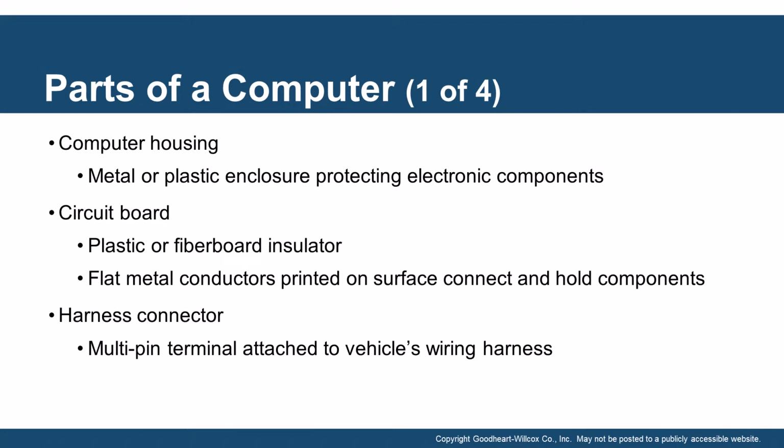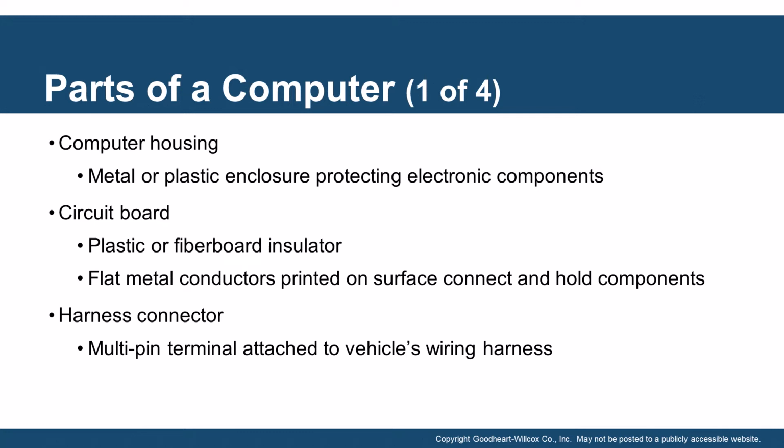There's also going to be some kind of circuit board inside of this, and some of them will have more than one circuit board. This is built on some kind of plastic or fiber board insulator that can't conduct electricity. The flat metal conductors are printed and then put on the surface, right, that help connect and hold the components in place. And then inside of all of that, we're going to need some kind of way to connect all these little components together.